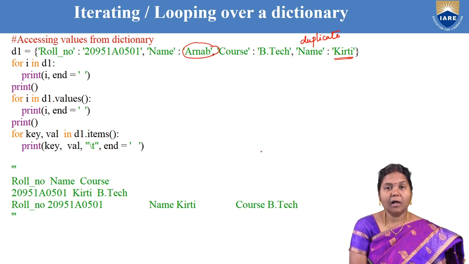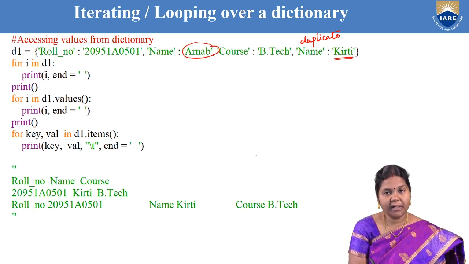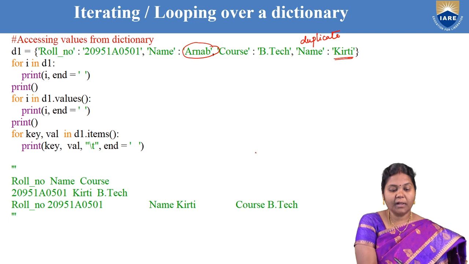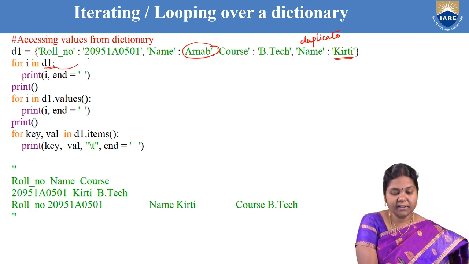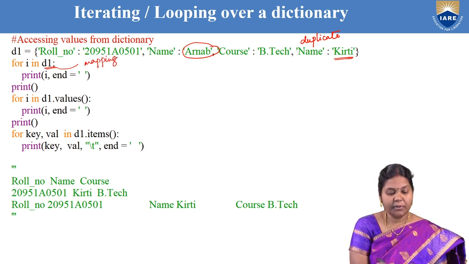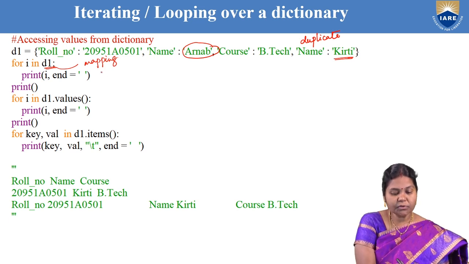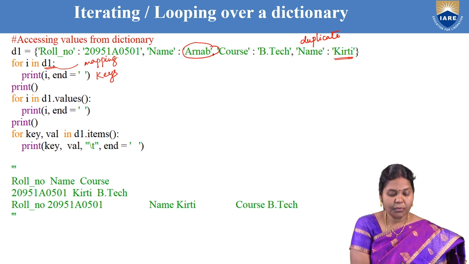Now, let us see how to iterate over the items and print the key value pairs. Now, for I in D1, where D1 is a dictionary or it is known as a mapping. So, for I in D1, print the value of I. So, what is it printing? It is printing only the keys: roll number, name and course. These are the three keys available.